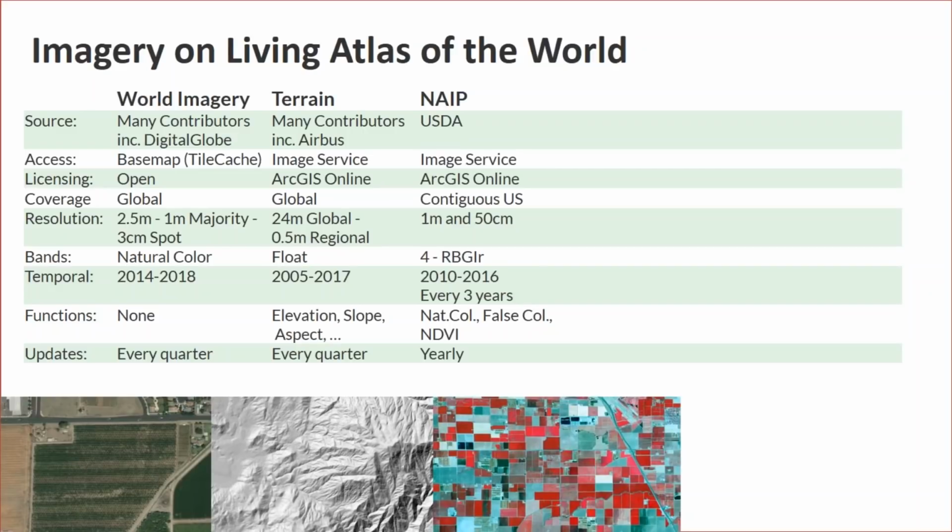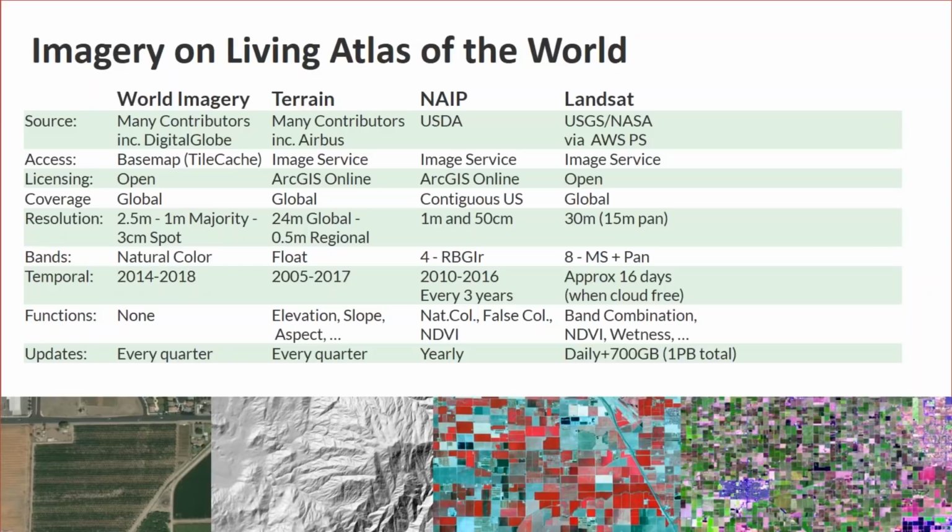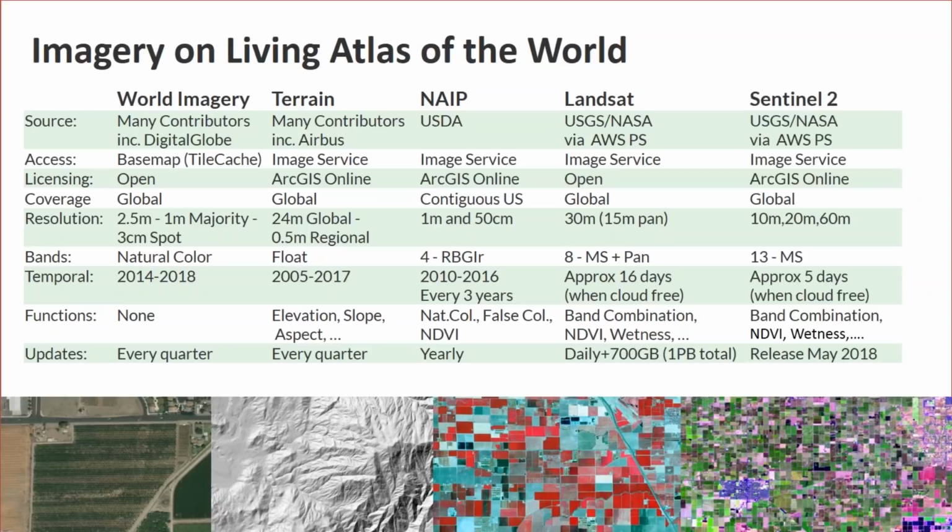Then there is the NAIP imagery. This covers the contiguous United States and goes down to about 50 centimeter resolution in some areas, but is updated approximately every 3 years, and it provides 4-band imagery, including things like color infrared and NDVI. Then we have the Landsat that I was just showing. That's global, has 8 bands, is updated for every area approximately every 16 days, assuming it's cloud-free. And currently there's nearly a petabyte of that data available.